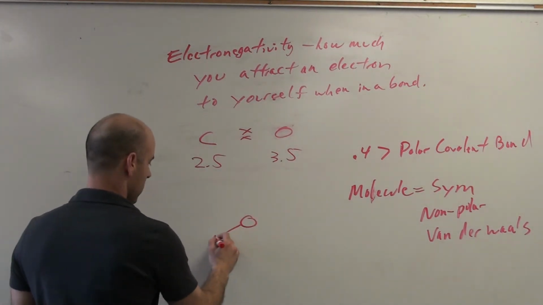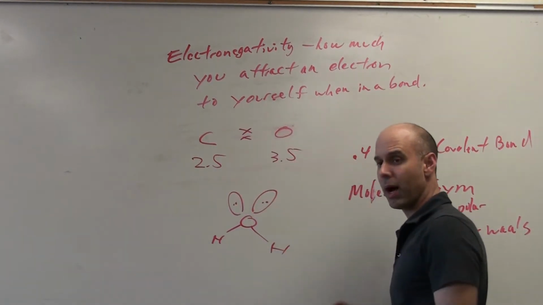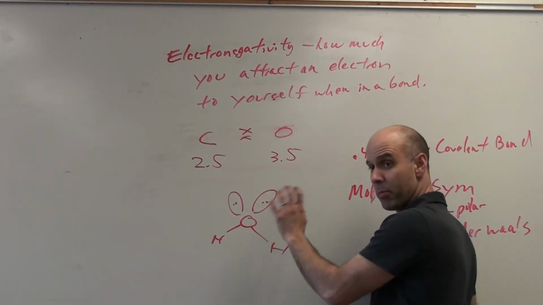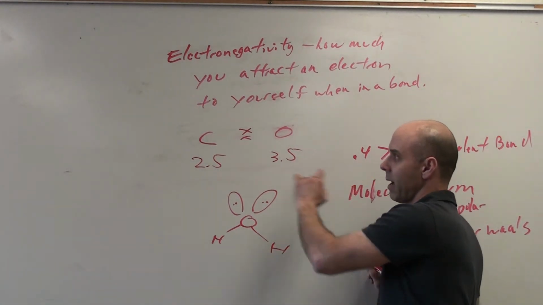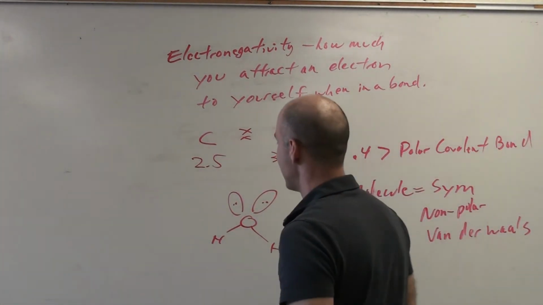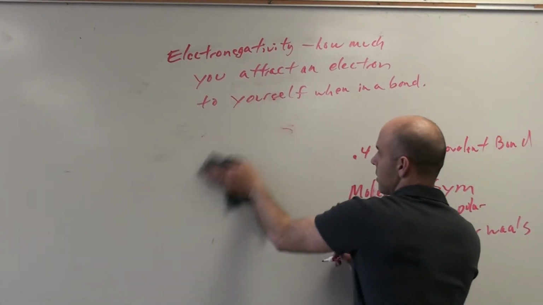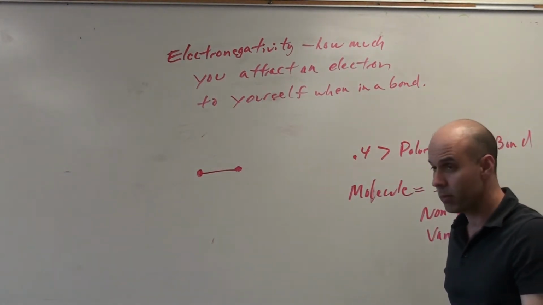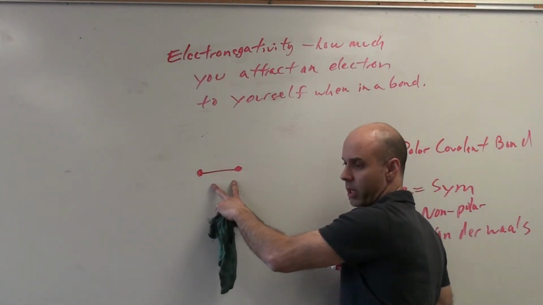So water, what makes water a polar molecule is the fact that the molecule itself is asymmetrical. So you can have polar bonds but be a nonpolar molecule. The only time electronegativity is used to determine the polarity of the molecule is if your molecule only has two atoms. Because if you have two atoms, you're automatically linear, so you're automatically symmetrical. So only when you have two atoms do you look at the electronegativity.